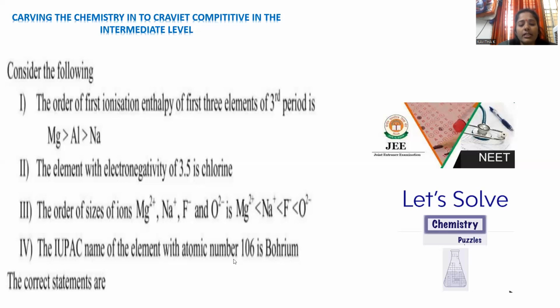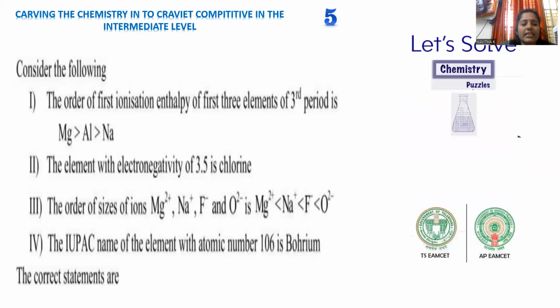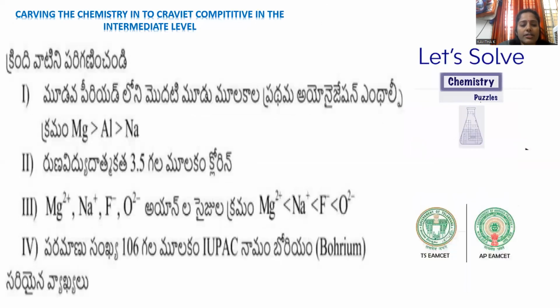As per the IUPAC nomenclature, 1 denotes un, 0 denotes nil, and 6 denotes septium. Borium is not the right representation, so option 4 is also not correct. So let's see how to answer this question, and this is also provided in Telugu.